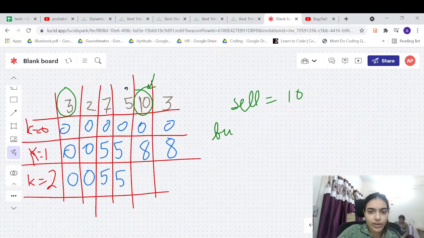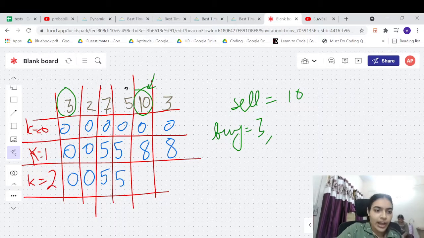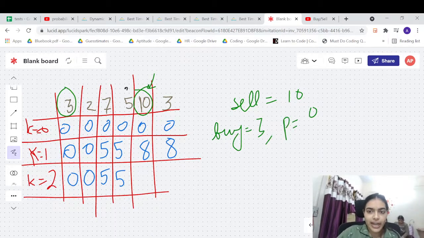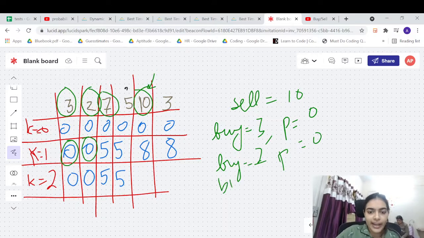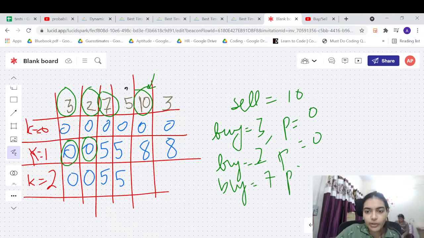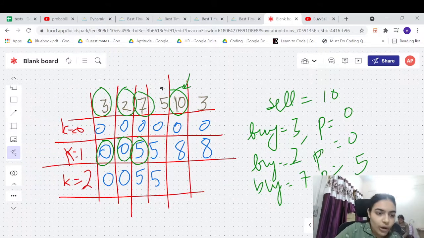First possibility is you are buying for 3 and you earn a profit of 0. Okay, let me write P. Next possibility is you are buying for 2 and you earn a profit of 2. Next possibility is you buy at the price 7, but you will be able to accumulate the previous profit, which is 5, because you are allowed to make 2 transactions.